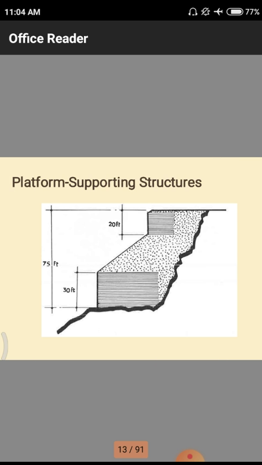Okay, this is also another example. In the previous case we observed a diagram with 200 feet, but here the total height of the structure is limited to only 75 feet. Of the 75 feet, 50 feet is for construction, and the remaining 25 feet is left for the slope. Why? Because the slope varies over only 20 feet and 30 feet, so on those particular portions we go for retaining wall construction.